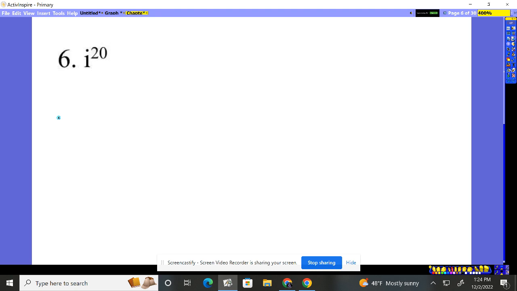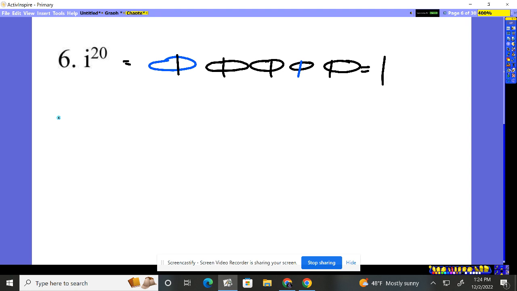And the final one, i to the 20th. Well, we can see 4 i's, 4 i's, 4 i's, 4 i's, 4 i's, because 20 divides by 4 perfectly 5 times. None left over. Each one of these is worth 1. What's 1 times itself 5 times? So that's the answer. i to the 20th is equal to 1.